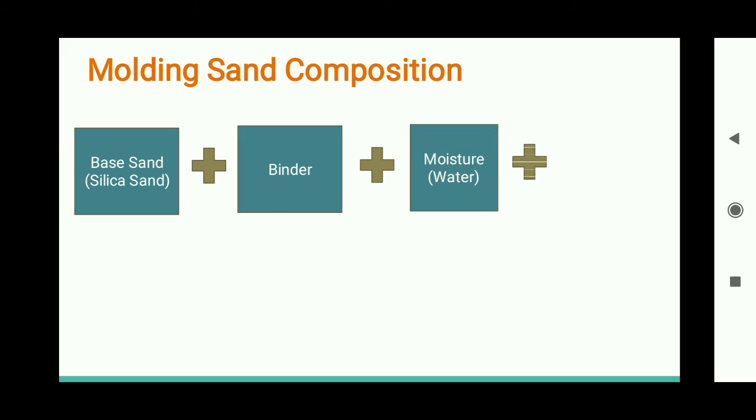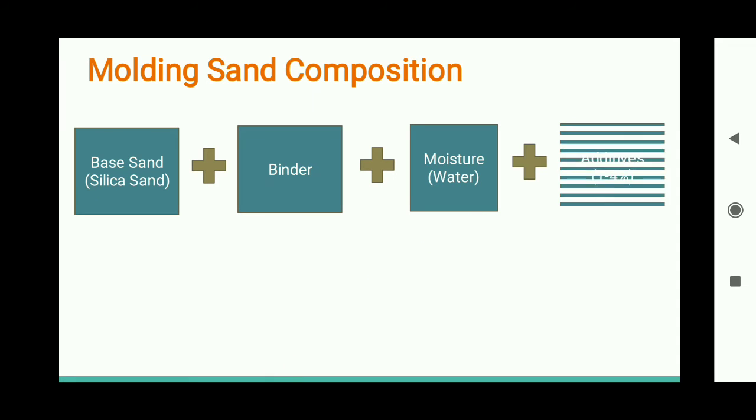Next is water content, or the moisture. In some types of sand mold it is required and in some it is not required. We'll study in the next slide in which it is required, but just keep in mind that water should be there. Next is additives.